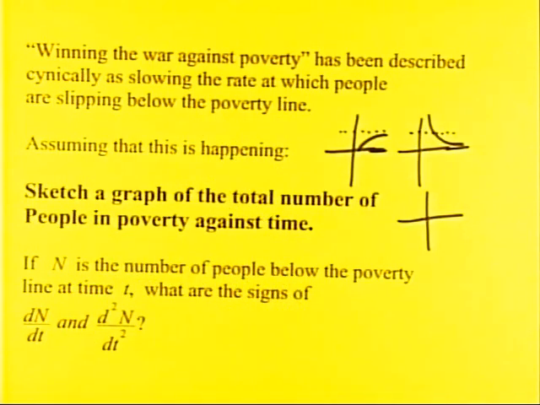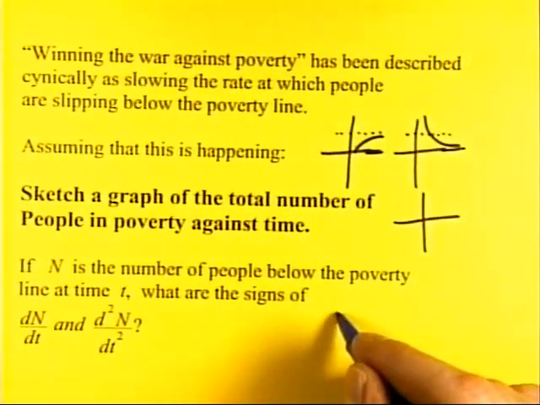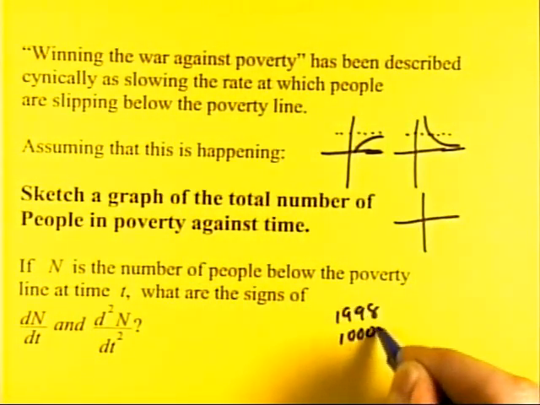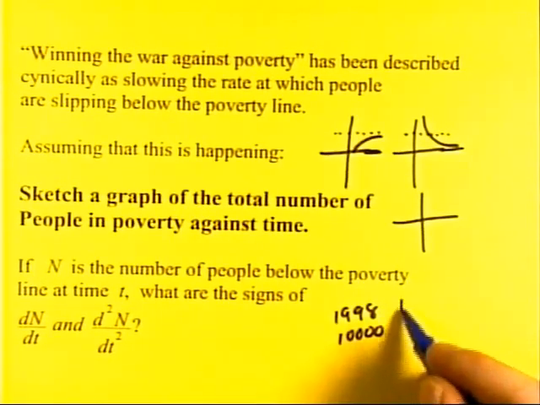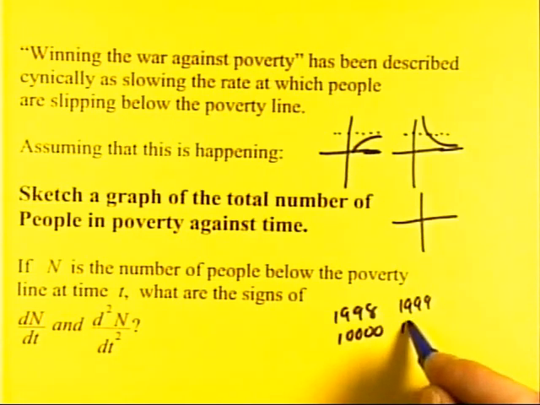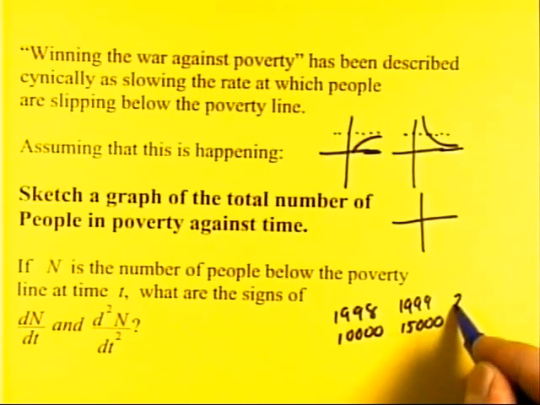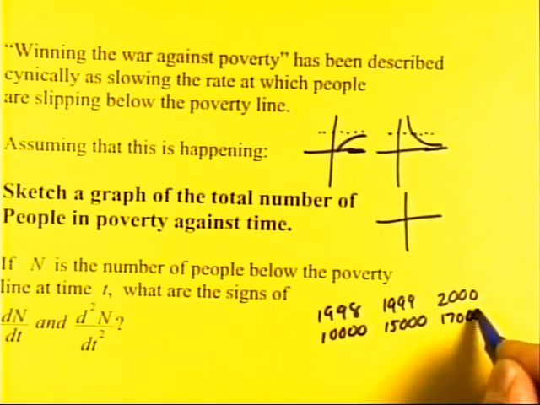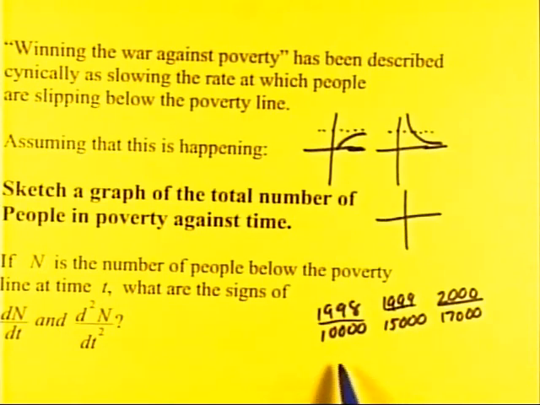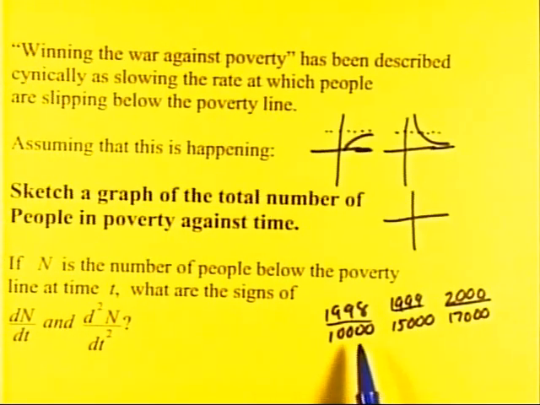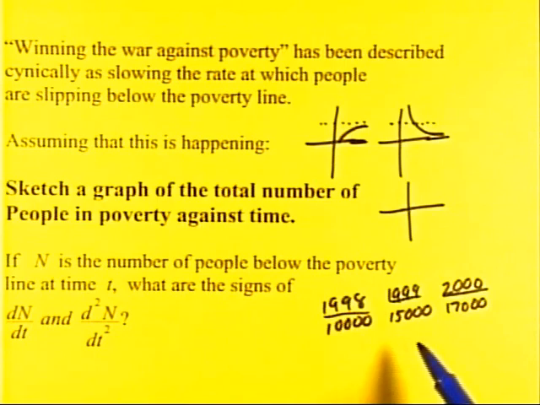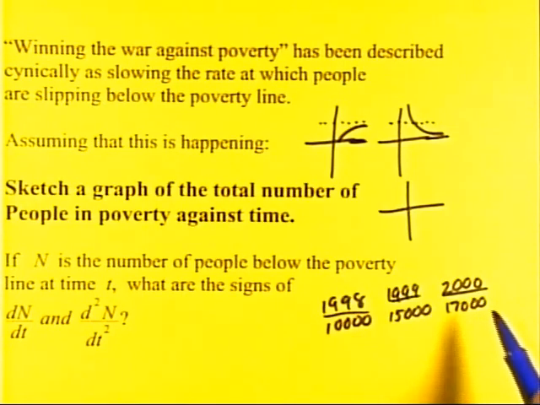So that means more people are still becoming poor, but yet it's less than the previous year. For example, let's say in 1998, 10,000 people slipped below the poverty line. In 1999, 15,000 people were below the poverty line, and in 2000, maybe 17,000 people. So it's increasing. The number of people who are becoming poor is increasing, but it's at a decreasing rate.